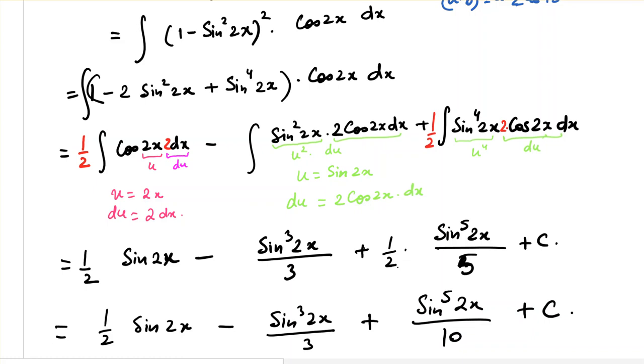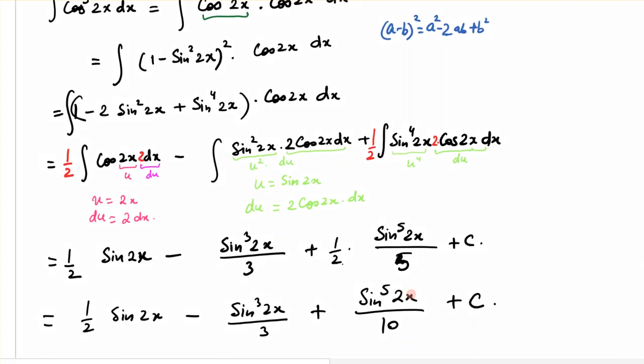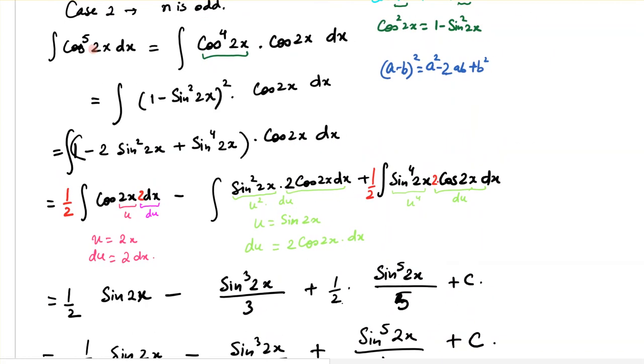So whenever you have an odd power of cosine, write this as cosine raised to power 1 times one of the cosines left over, and then change the even power to sines, and then split the integrals and solve it in the end.